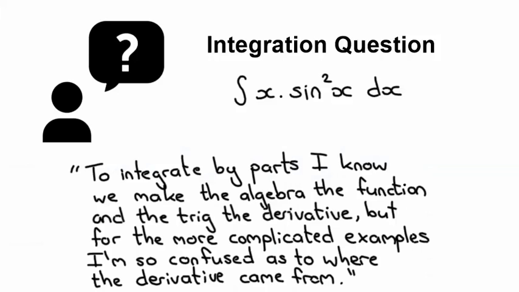Here, an AP Math student is tackling some more technical integration questions that involve trig. So she was looking at this particular question and she said, to integrate by parts, I know we make the algebra the function and the trig the derivative. That's in the formula where one of the functions acts as an actual function and the other one acts as a derivative in the formula. But for the more complicated examples, I'm so confused as to where the derivative came from.